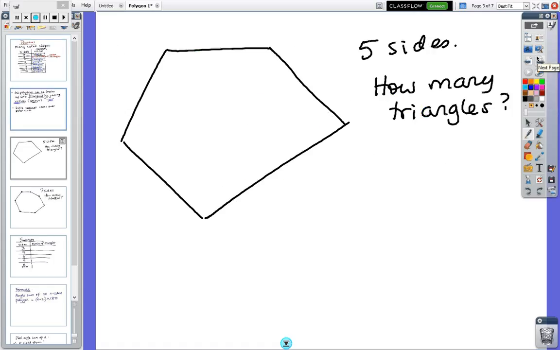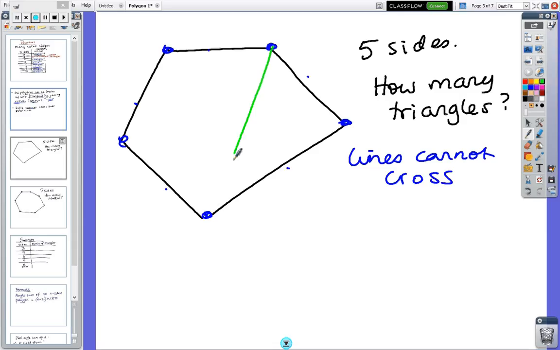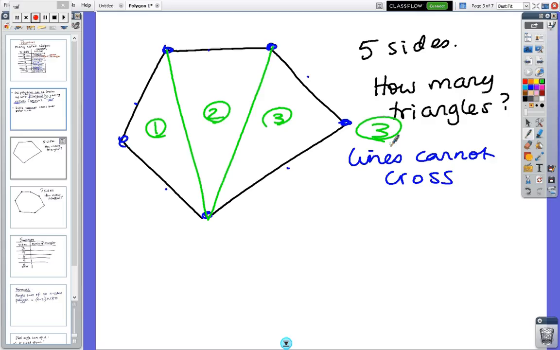Okay, so we've got a five-sided figure. I'll just put dots on the corners. So I've got 1, 2, 3, 4, 5. I want you to see how many triangles you can make, but the lines cannot cross. Can you go ahead and see if you can do that right now? Okay, we're back. So let's go 1, 2, and that's all we've got. So we've got 1, 2, 3. So we've got 3 triangles. Hopefully you did that okay. Copy that, come across.